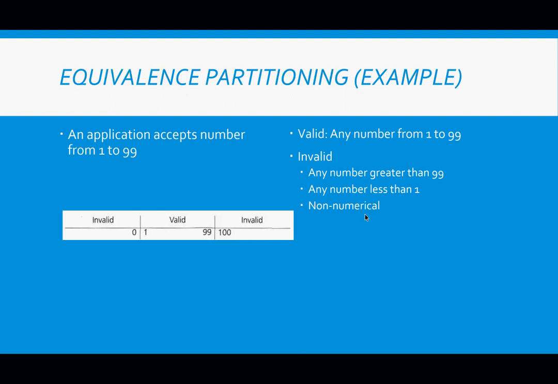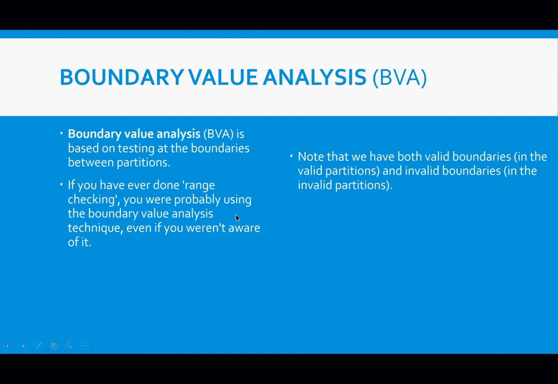So this is what we are saying in this particular equivalence partitioning. The next method or technique is boundary value analysis. Boundary value analysis is where you base your testing on the boundaries between partitions.